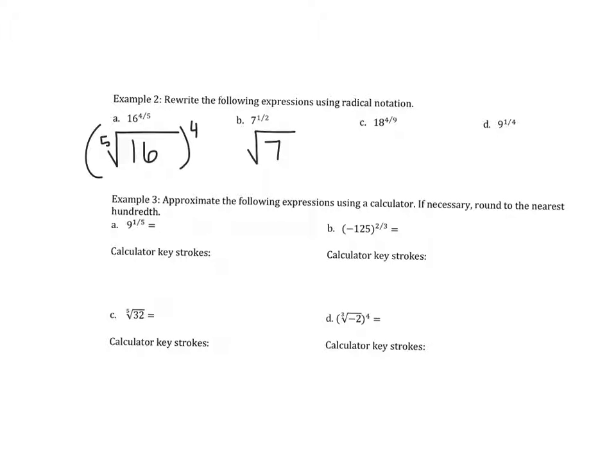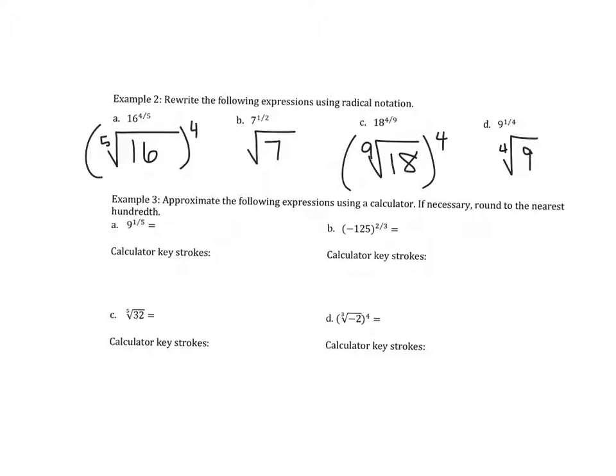We're taking the root of 7. It's an index of 2, so we actually don't write the index of 2. That's a square root. It's implied. And an exponent of 1, so we don't write the exponent of 1 either. That's also implied. So the square root of 7 would be equal to 7 to the 1/2 power. So C, we're taking the root of 18. Our index is 9, and it's being raised to the 4th power. And then D is similar to B, so we've taken the root of 9, it's an index of 4, and we don't write an exponent of 1, so we would just leave it as is.